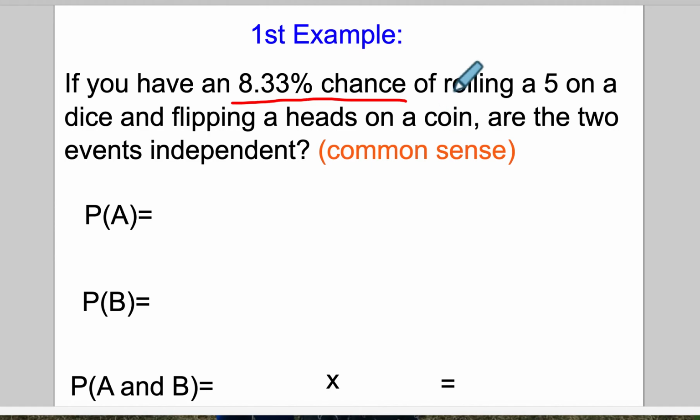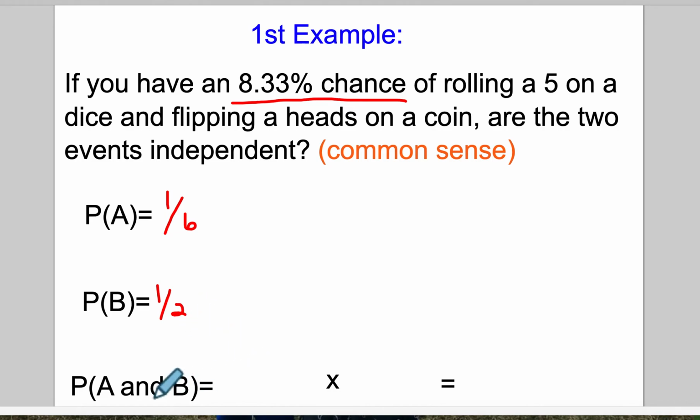Well, we can figure out the chance of rolling a 5 on a dice. There are 6 sides on a dice, and the number 5 is only one favorable outcome. There's only one favorable outcome out of the 6 possible outcomes of the dice. The probability of B, flipping heads on a coin, would be 1 over 2.